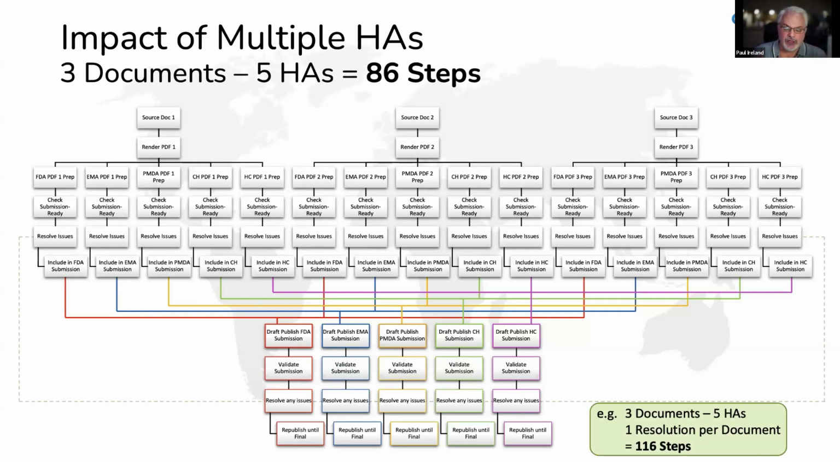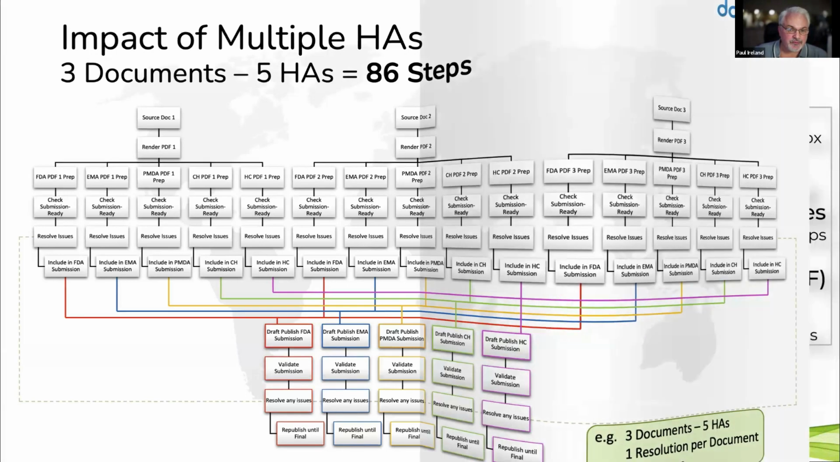Again, this is high level, and each of these steps may have a number of sub-steps within it. Checking that documents are submission ready may involve multiple tools. Fixing things may involve many steps as well. But just at a high level, this is how many we're looking at, and we can see the impact that automating this could have as we talk through this.